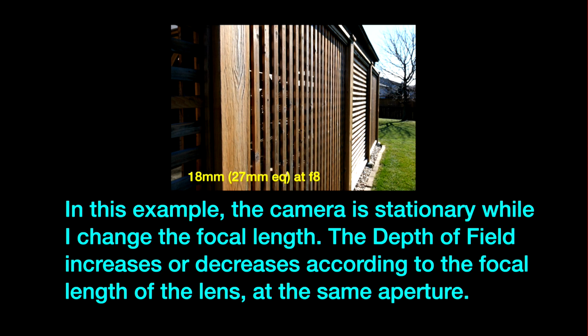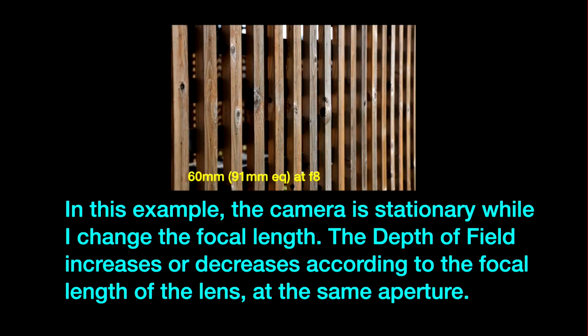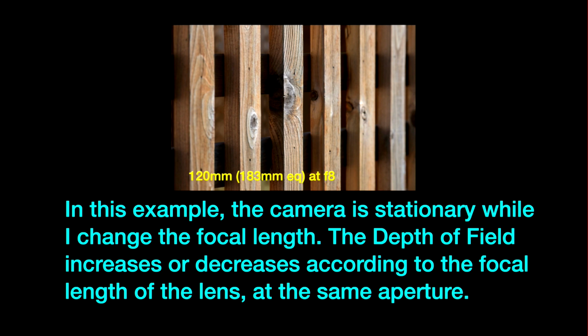Now, when I go to a 60mm focal length, I've just zoomed in a bit because my camera is on a tripod. I'm not moving the camera. I'm not changing the aperture. It's still at f8. All I'm doing is zooming. And now we can see the middle bars are in focus, but the bars close to me and far away from me are out of focus. So that's a relatively shallow depth of field at 60mm. And then now we're going to go to 120mm, and you can see just that one bar is in focus. All the other bars are out of focus.